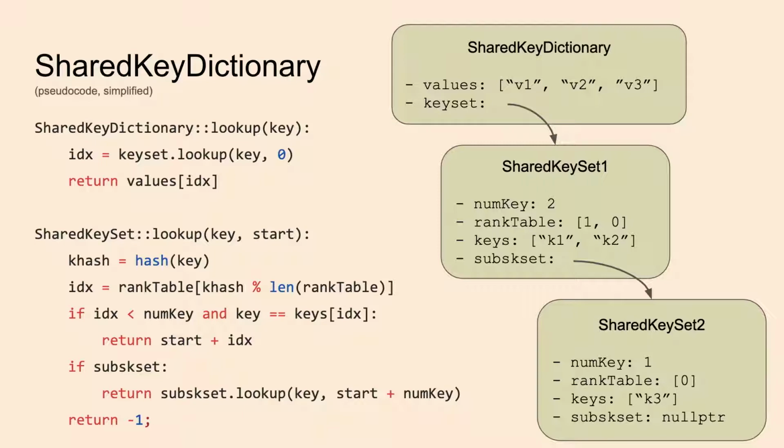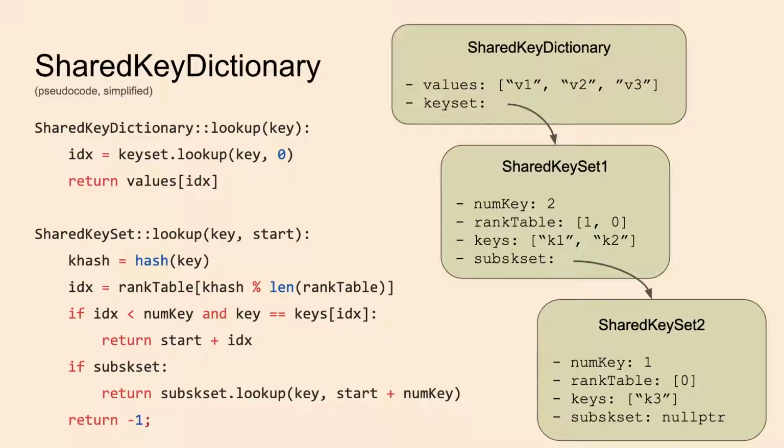It's a dictionary, so its purpose is to, well, look up keys to values or map keys to values. The lookup method is really simple. It just looks up an index in a key set. So every shared key dictionary has a shared key set. And then that index is used to index into some array. So that's quite simple. Most of the magic happens in the shared key set. And so what that does is something like compute a hash of the key, use that hash to index into something called a rank table, which is an array of indices.